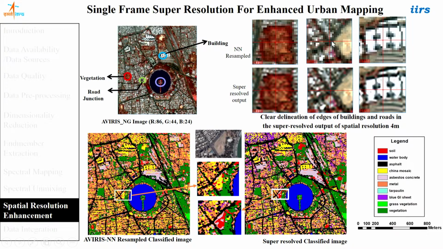When we only did resampling, you see the shape of the features, the edges of the buildings, are not clear. But when we did the super resolution and generated from 8-meter to 4-meter, you see that the vegetation in this area, the road edges and the building edges are more clear. So the shape of those things can be clearly demarcated. And when we did the classification, there were certain confusions coming with the nearest neighbor resampled data. The soil was going as China mosaic, but when we used the super resolved data, it was classified as soil only.